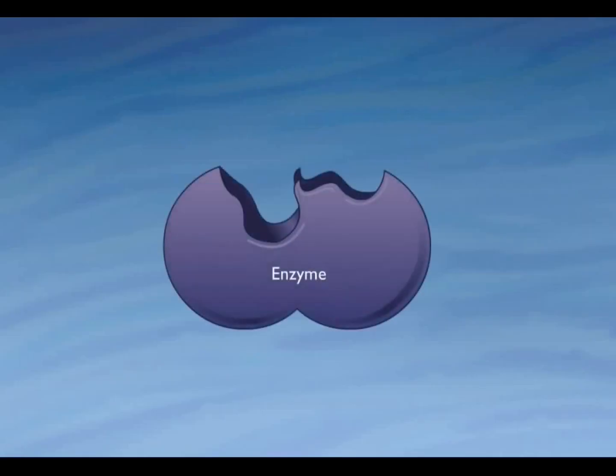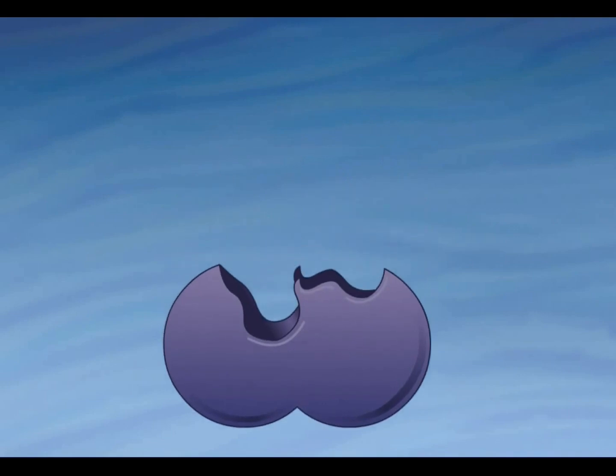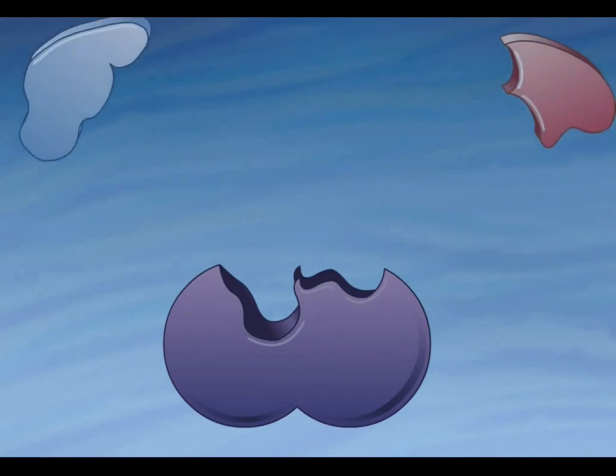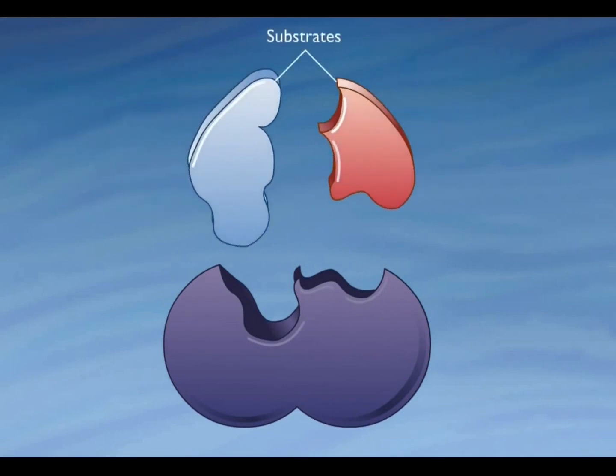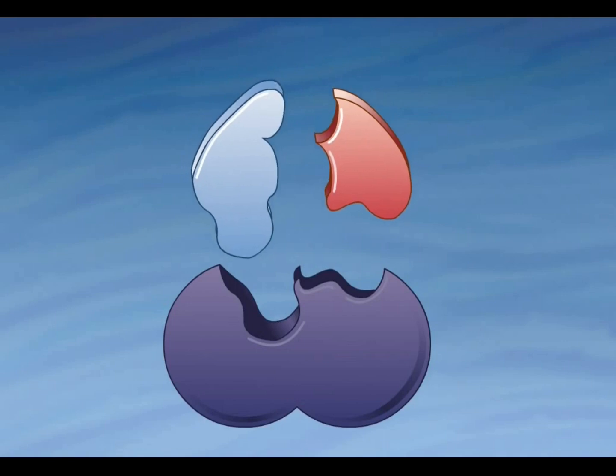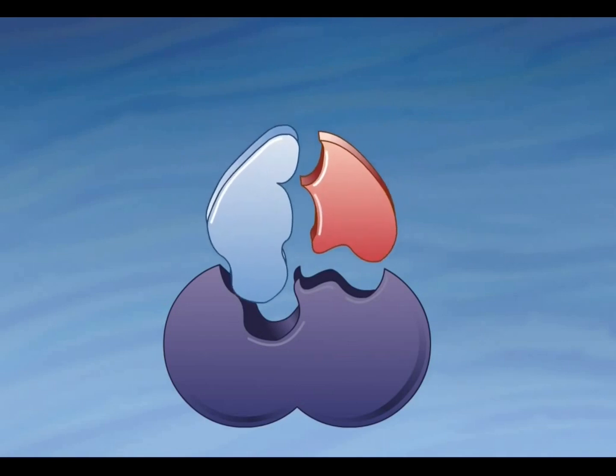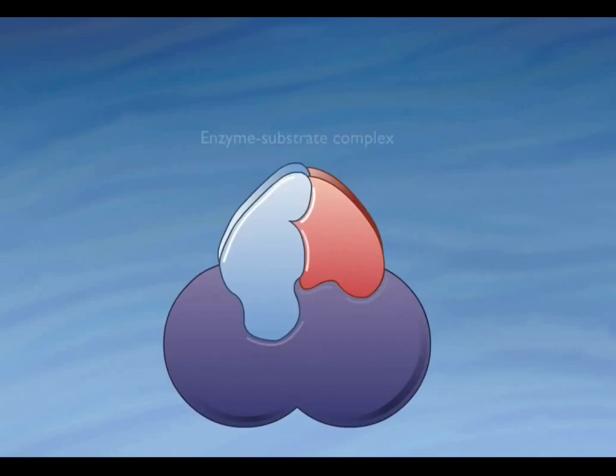Enzymes are proteins that speed up chemical reactions in the cell. A special region on the enzyme, called the active site, has a shape that fits with specific substrate molecules. An enzyme works by binding to one or more specific molecules called reactants or substrates. Binding occurs at the active site. The enzyme and substrates form an enzyme-substrate complex.